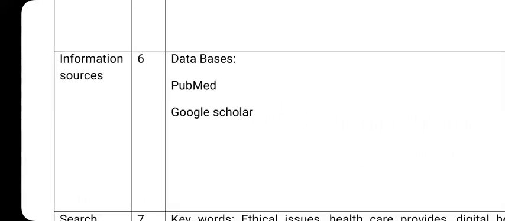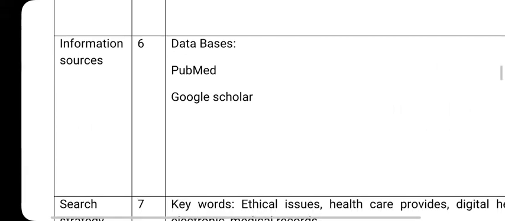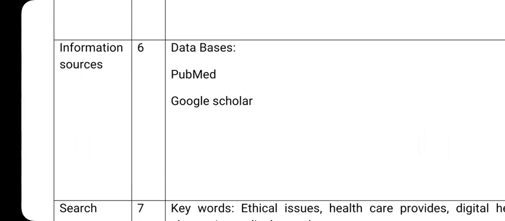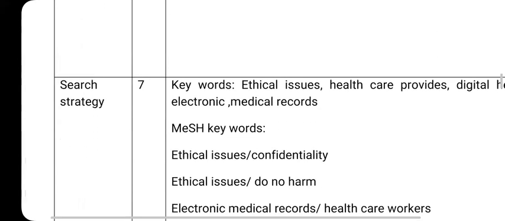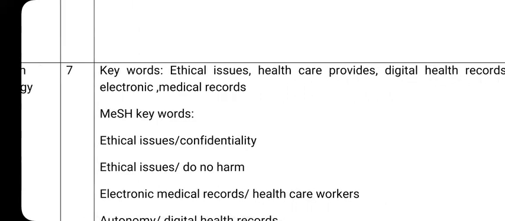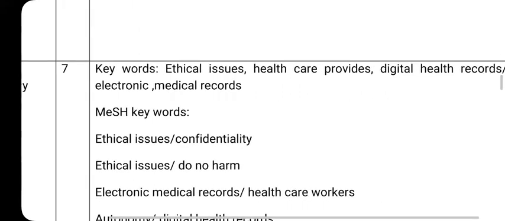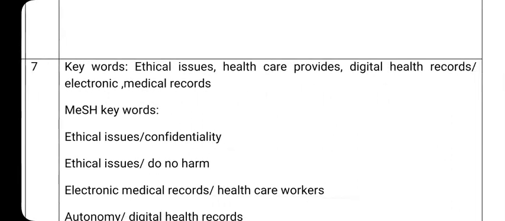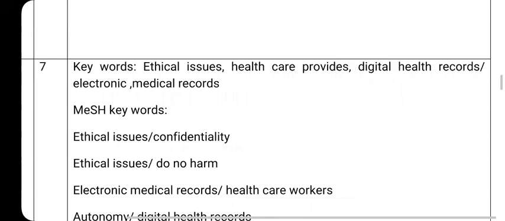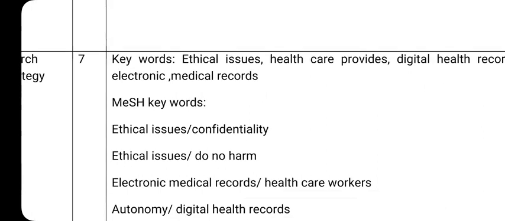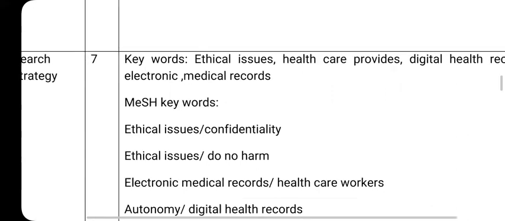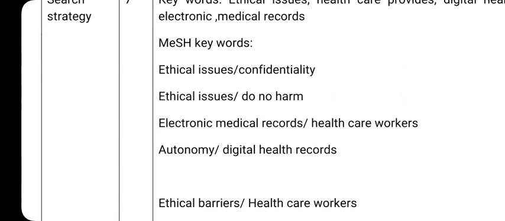Next, in the method section, is the information sources. Databases are used, and how the databases were searched. So the databases used were PubMed and Google Scholar. The simple keywords used were ethical issues, healthcare providers, digital health records, and electronic medical records. And the MeSH keywords: ethical issues and confidentiality, electronic medical records and health, autonomy, digital records, and healthcare workers.